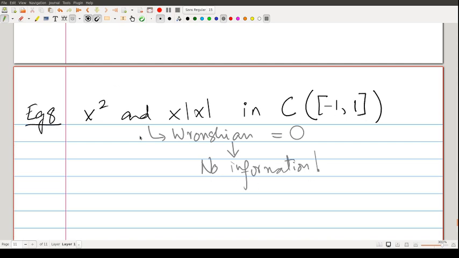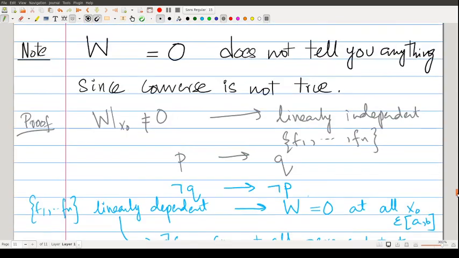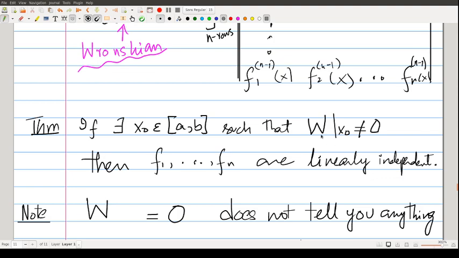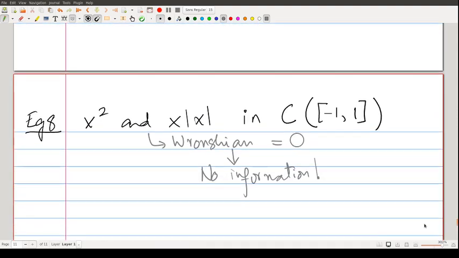You can check this example in the book, and you can check how the Wronskian is equal to 0. But the point is, since the Wronskian is 0, it will give you no information, because the theorem only talks about what will happen if the Wronskian is non-zero at some point. So a 0 Wronskian will give you no information. You'll have to find whether the set of vectors is linearly dependent or independent based on some other method.